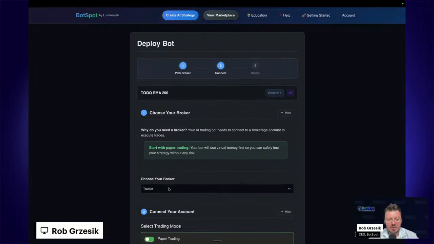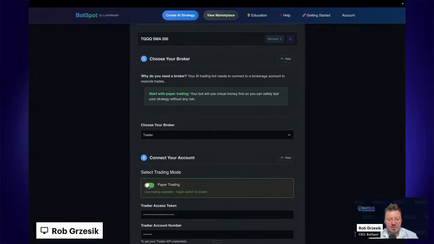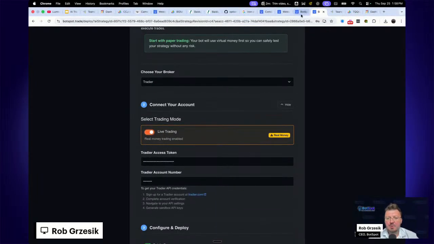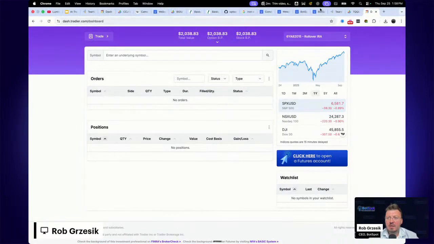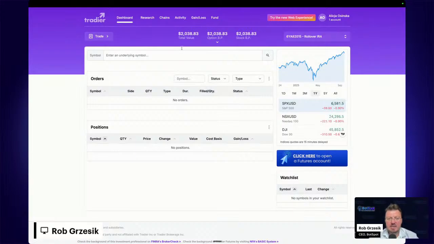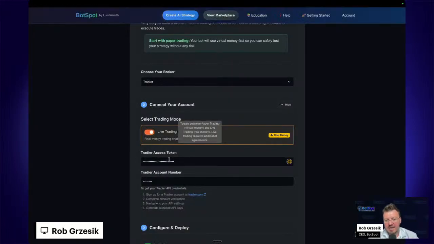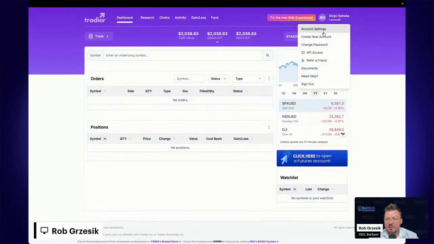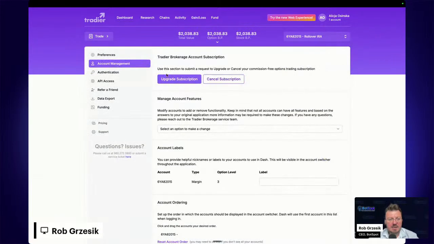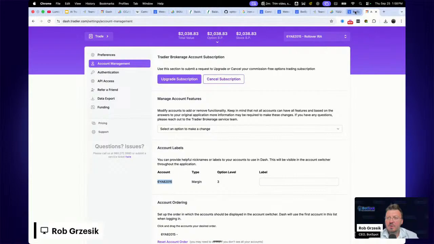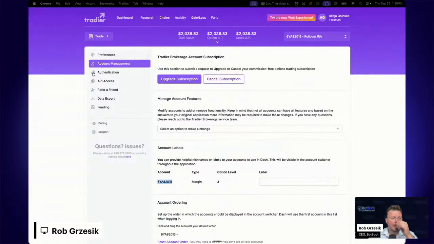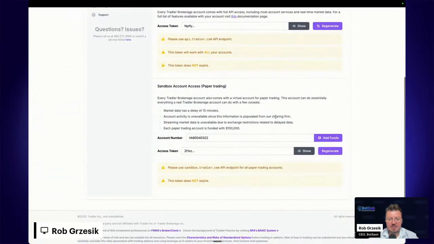I pick the broker. I pick Tradier. I'm going to flip this over to live trading, boom. And then now I'm going to copy over two pieces of information. It says right here, your access token and your account number. So I'm going to get the account number. I go into account settings. There's my account number. Boom. Okay, put that in there. And then for the API, this is your access token.